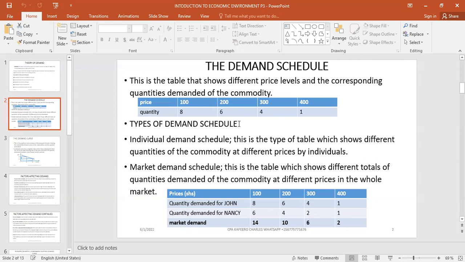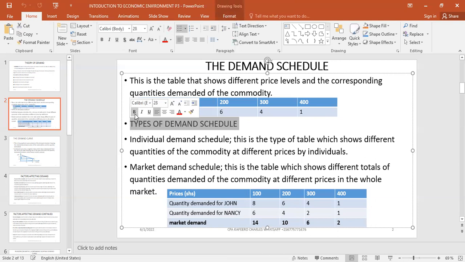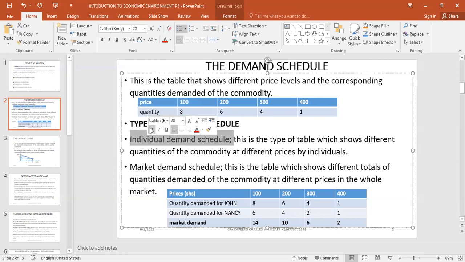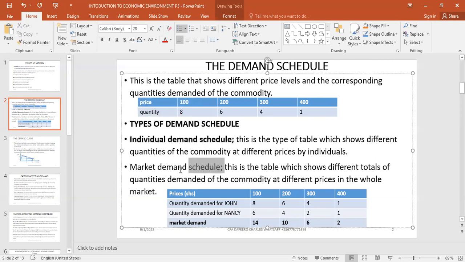So allow me to look at the different types of demand schedule we have. The first one we have is the individual demand schedule, and this is the type of demand schedule or the table which shows different quantities of a commodity that is demanded at different prices.